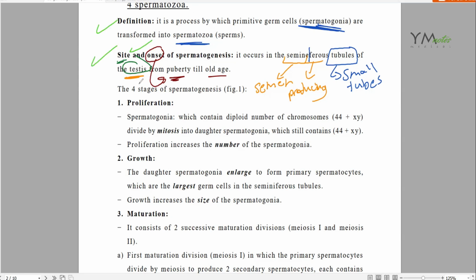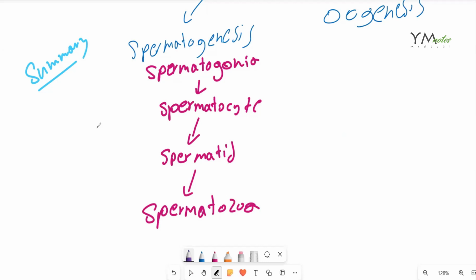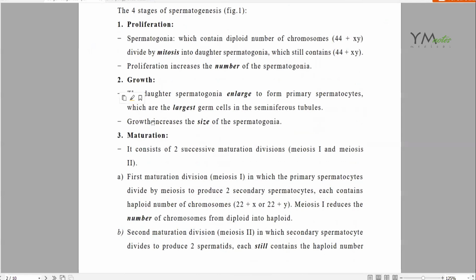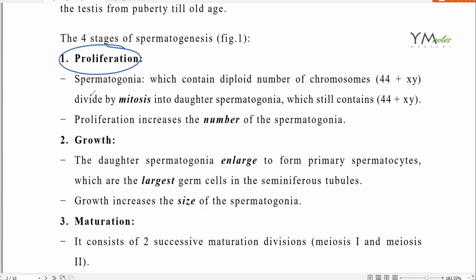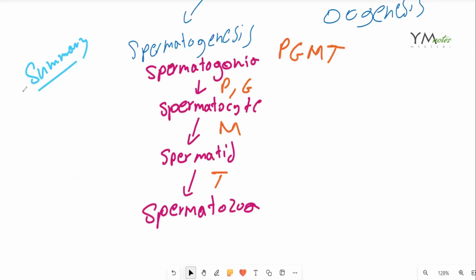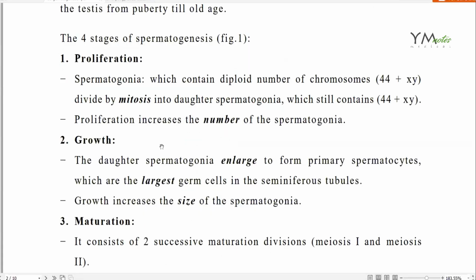The stages are 4. Reminding ourselves that we are revising, we can remember the stages with a mnemonic, which is the word PGMT: proliferation, then growth, then maturation, then transformation. Proliferation simply means dividing. The spermatogonia will divide to increase in number, and then grow to increase in size, forming the spermatocytes. Just as we said, the spermatogonia proliferate and grow to form the spermatocyte. For more details, let us read.